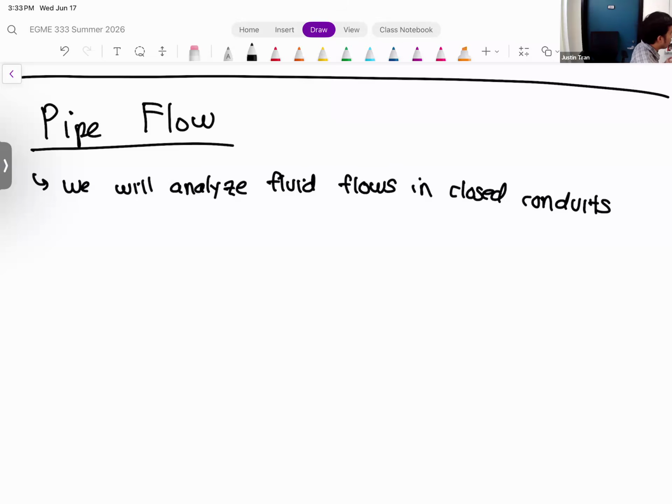All right, and so basically, whenever you have a situation where you need to move fluid from one location to another, most of the time you're going to transport it in some pipe. So as you can imagine, this happens very commonly in engineering.